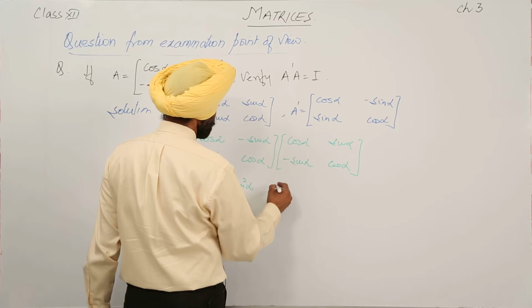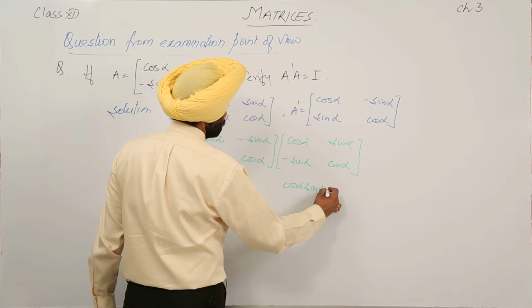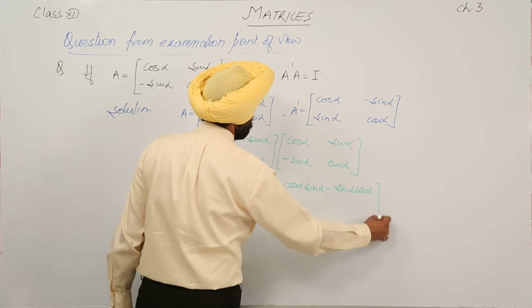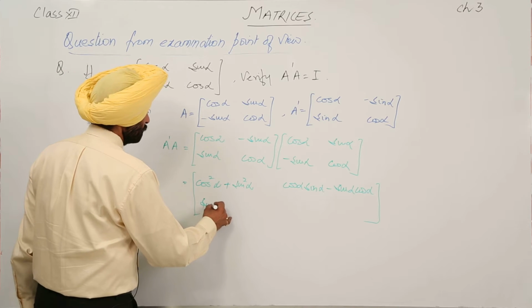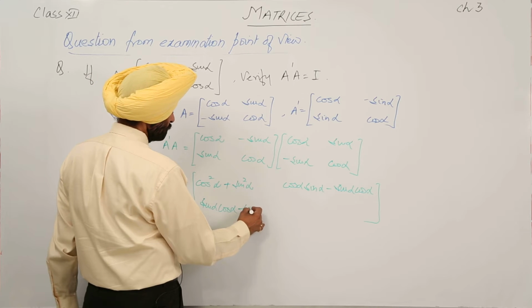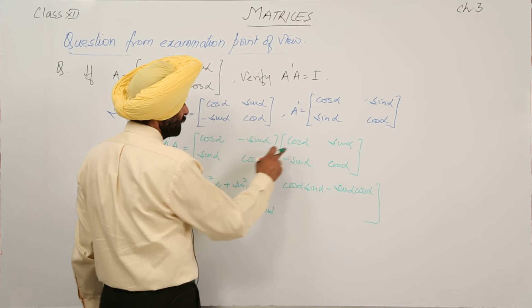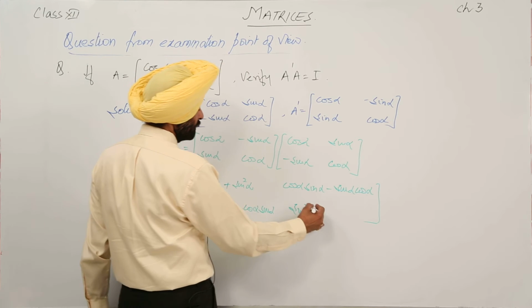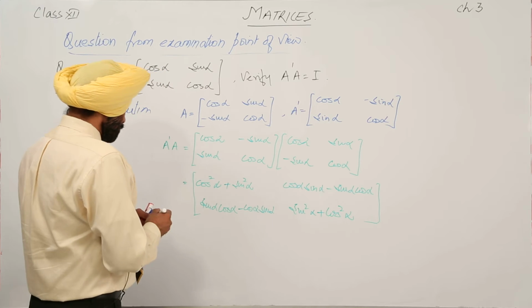Then cos alpha sin alpha minus sin alpha cos alpha. Again now sin alpha cos alpha minus cos alpha sin alpha, and this part now sin alpha with sin alpha, sin square alpha plus cos square alpha.